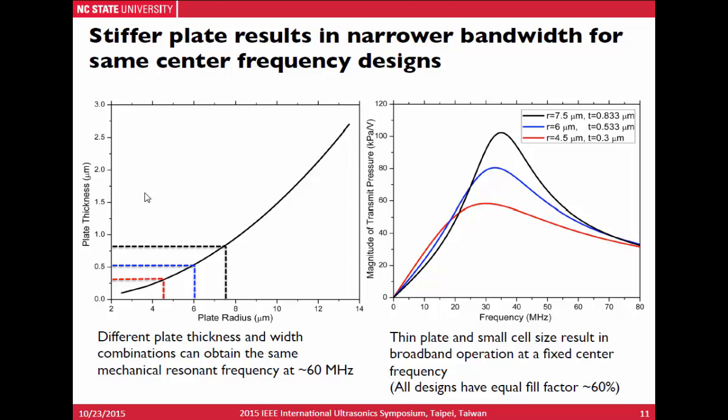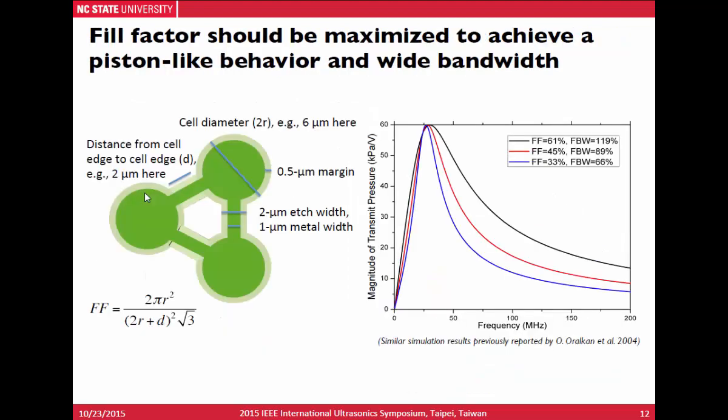And we can see that with a thinner plate and a smaller cell size, we can achieve a wider bandwidth, although the sensitivity will be compromised. Please note that the fill factor for the three designs are equal, and equal to 60%. This is because this is another important aspect for broadband operation. And this leads us to the next discussion.